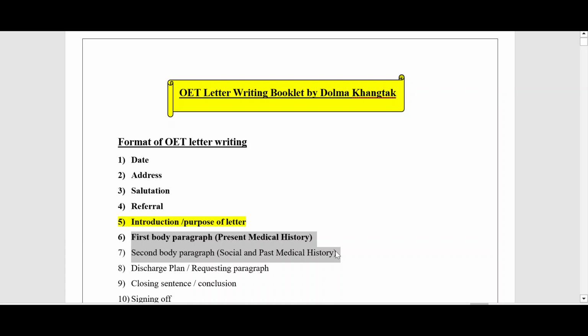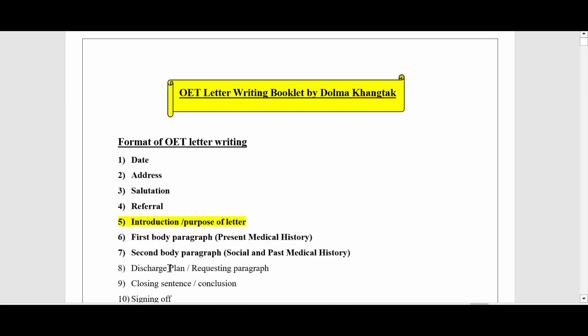Why? Because in some letters, such as a social worker letter, the patient's past medical history may be more important than the present medical history, or the past medical history is related to or comes from the present problem. In that case, the past medical history should be written in the first body paragraph. That you should know when you are writing the letter. So we are done till the second body paragraph. Now we are going to head to the discharge plan or requesting paragraph.